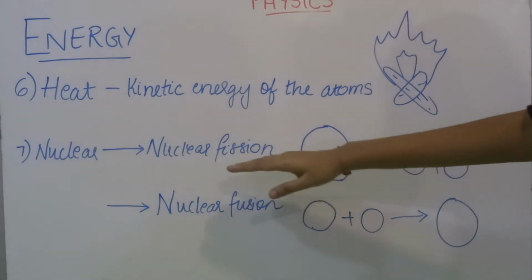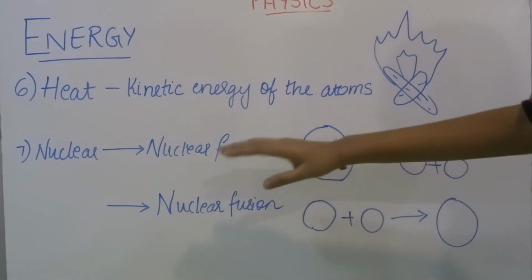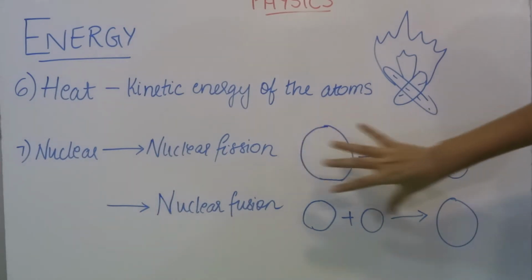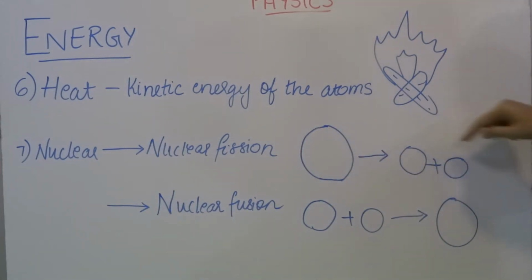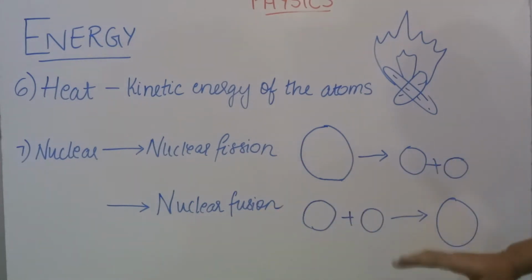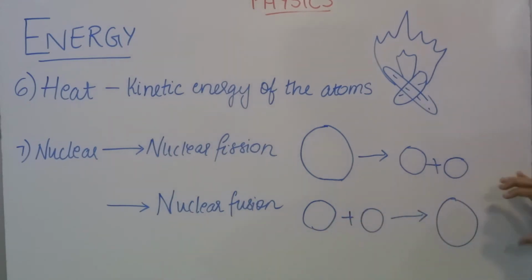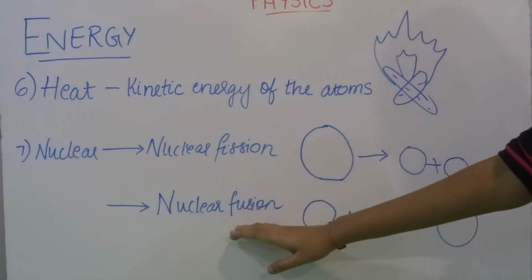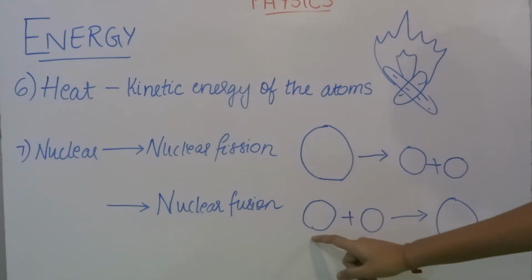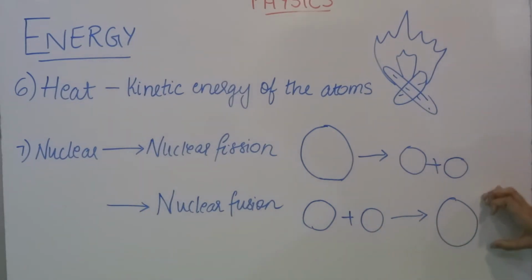So this is the process used in nuclear power stations to produce energy or electricity. So a large nucleus of an atom breaks down to give energy and two small nuclei of other atoms. Next is nuclear fusion. This happens the other way around, when two small nuclei of atoms combine to form one large nucleus of an atom. So nuclear fusion takes place in the Sun, where two small nuclei of hydrogen or isotopes of hydrogen combine to form one large nucleus of a helium atom.